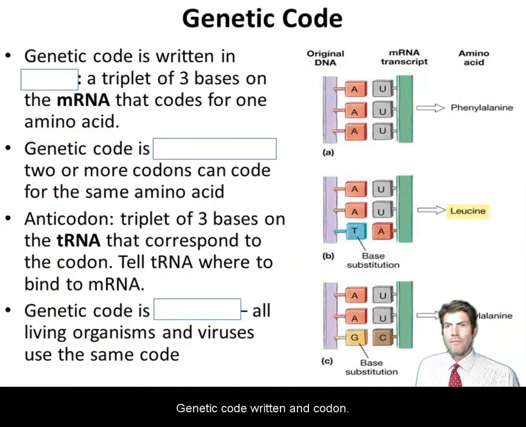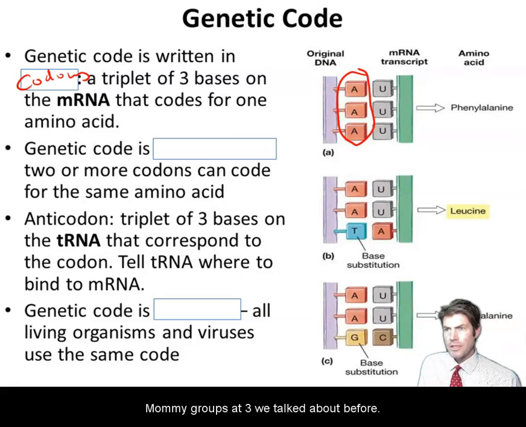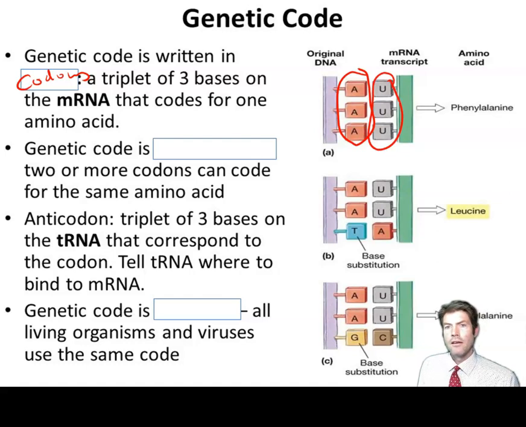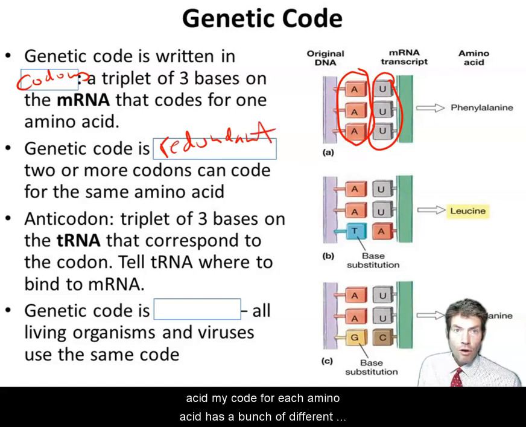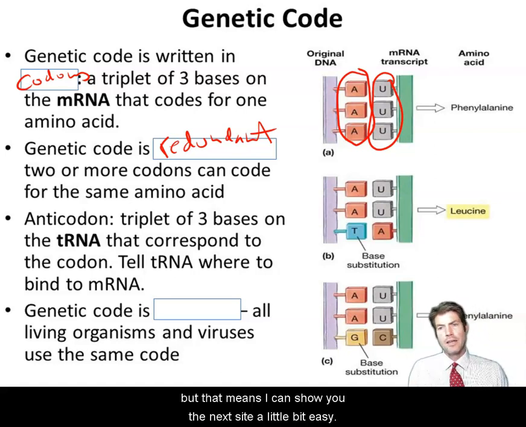Genetic code, written in codons, the groups of 3 we talked about before. You'll see here it gets changed subtly because RNA has U instead of T, but your body reads the U just like it would an A. And it is redundant. That means these 3 letters might code for one amino acid, and each amino acid has a bunch of different letter combinations that might code for it. I'll show you in a minute what that means, a little easier on the next slide.